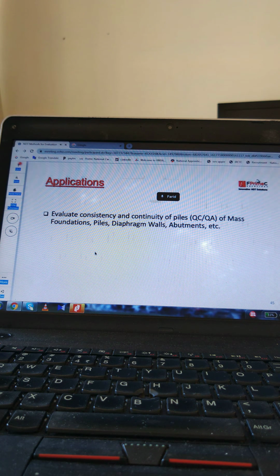What is the application of that? It is for the purpose of quality control or quality assurance, to evaluate the consistency and continuity of piles, caissons, mass concrete foundations, diaphragm walls, abutments, and so on. For all of them, this technology can be used.